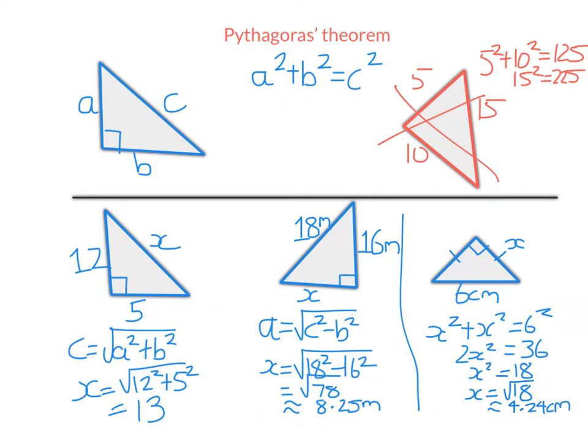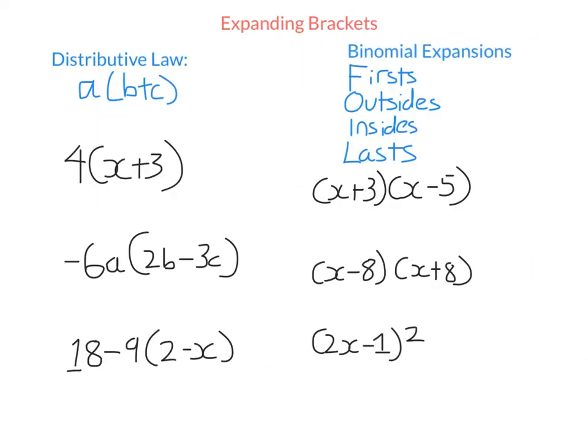All right, let's now move on to a bit of algebra. So on this slide, we're going to expand brackets. So starting off with the case where we have just one bracket, we use the distributive law. So what we do is we take the thing out of the brackets and distribute it to everything inside the brackets by timesing. So for this one, I go 4 times x and 4 times 3.